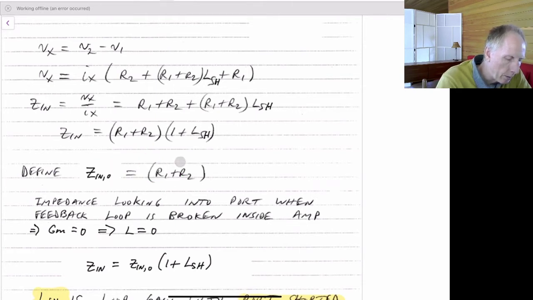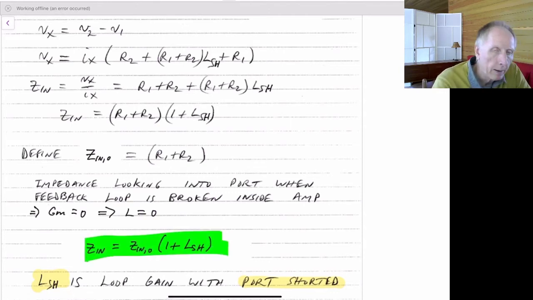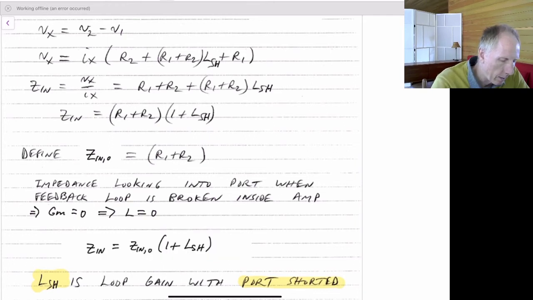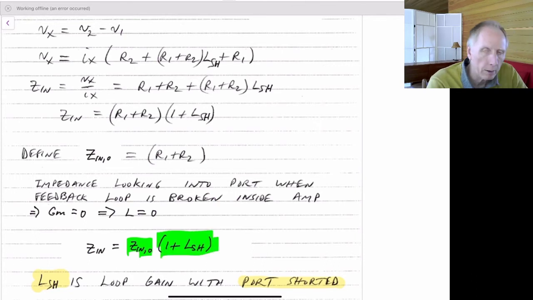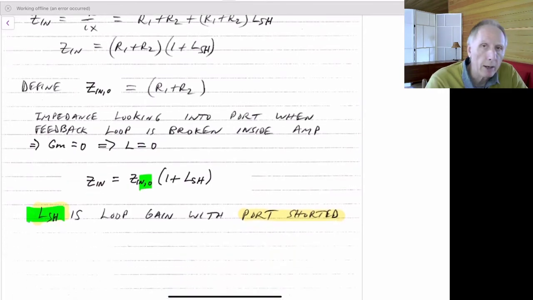We can combine those two, and we have that the result in this series case is that the input impedance is equal to the port impedance when the loop is broken times 1 plus the loop gain when the port is shorted. And as I mentioned, L sub SH here is the loop gain with the port being shorted.